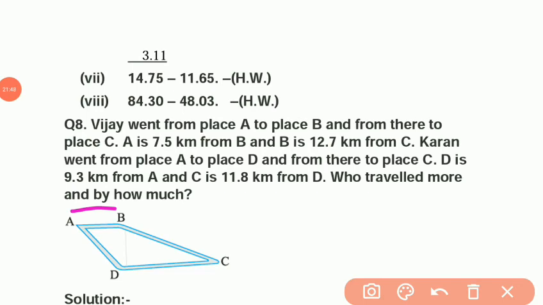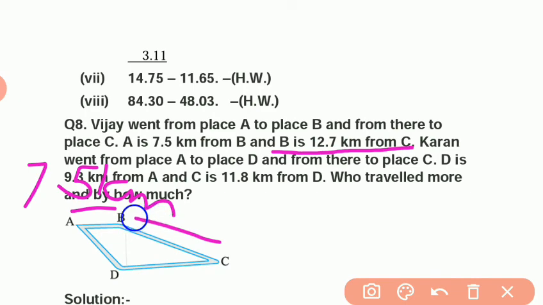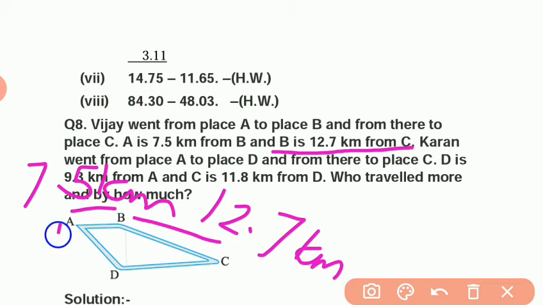A to B is 7.5 kilometer. Then from B, C is 12.7 kilometer. It means the distance between B and C is 12.7 kilometer. Karan went from place A to D, then to C. It means Karan started from A to D, then he went from D to C.